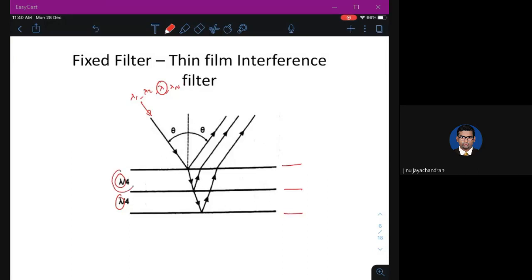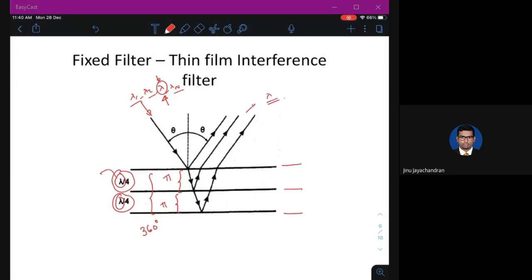Each layer is separated by a distance of lambda by 4. So the wave which has a wavelength of lambda will have a phase difference of pi here and another pi here, which means effectively the wave will have a total phase difference of 360 degrees. So whatever lambda is incident at the bottom, when it goes up, it will get constructively interfered with the wavelength lambda. And for all other wavelengths, it will have destructive interference, so that the wavelength which is coming out will be only lambda.